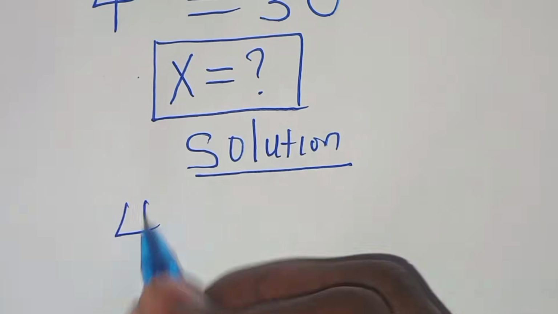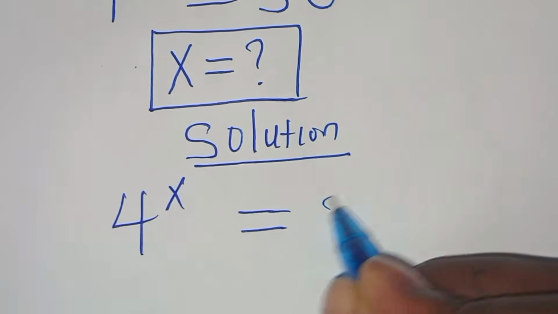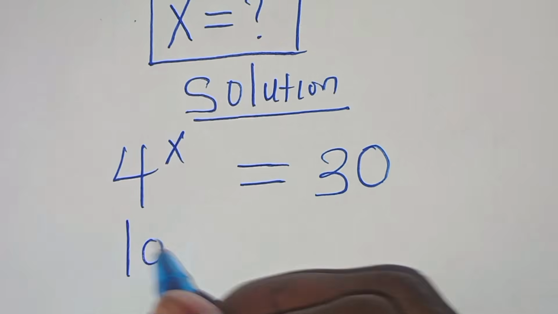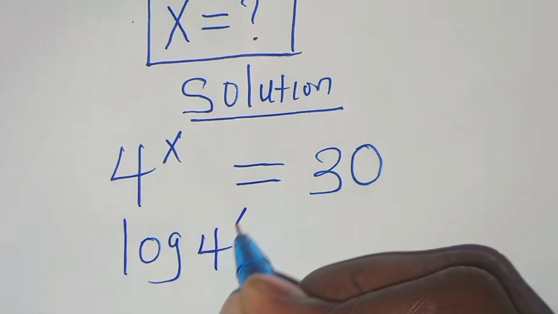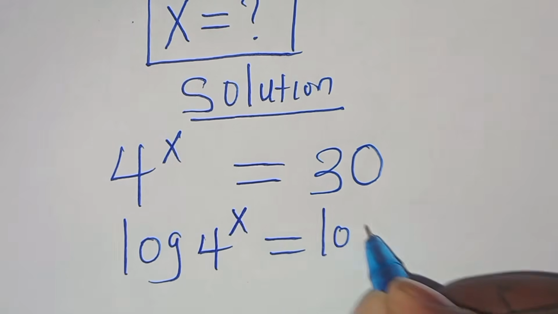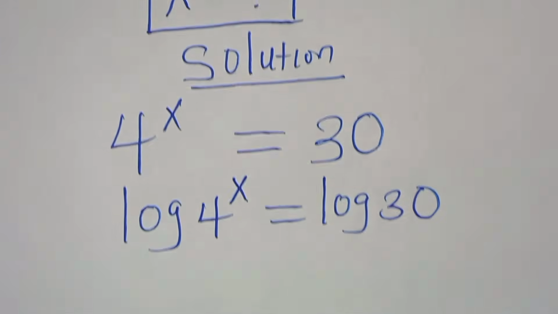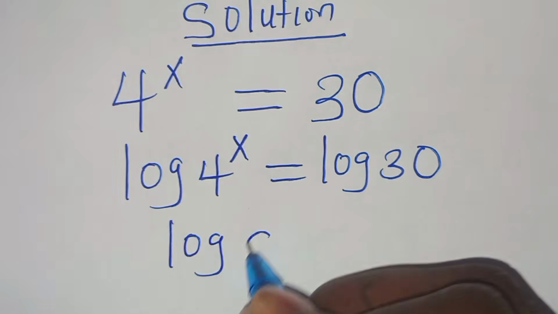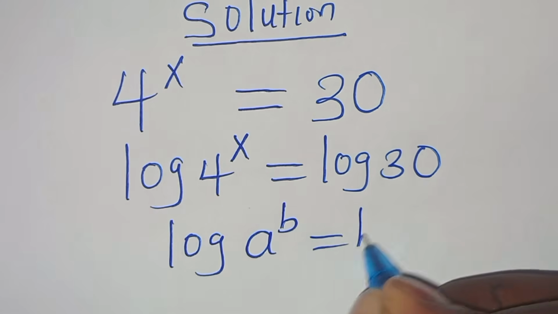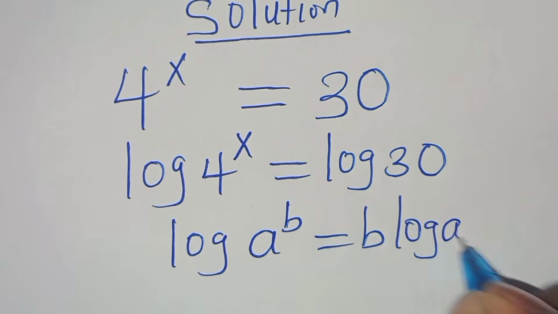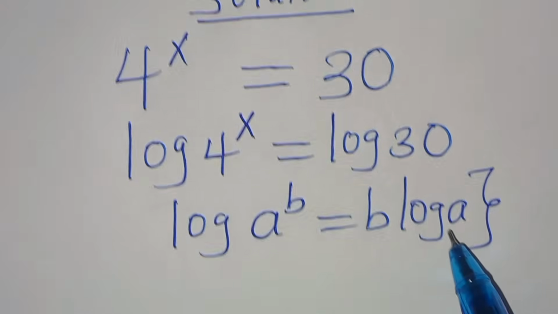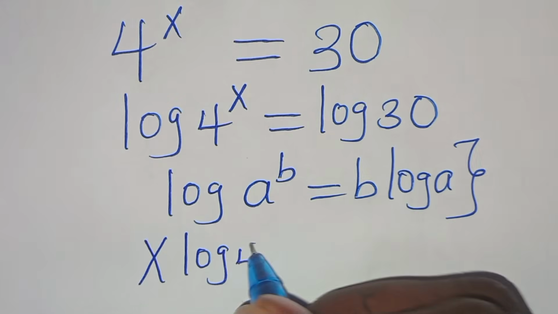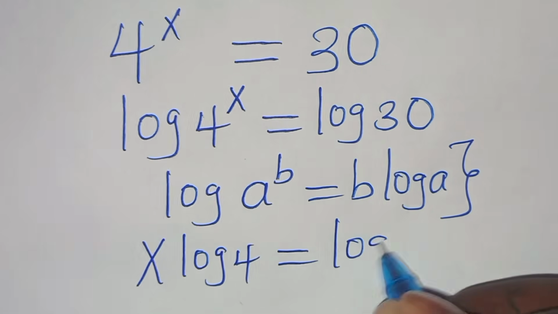So we have 4 to the power of x equal to 30. To solve for the value of x, let's introduce logarithm on both sides. We have log 4 to the power of x equal to log 30. Now log 4 to the power of x is in the form of log a to the power of b, which can be expressed as b log a. Applying this power log property, log 4 to the power of x becomes x log 4, which is equal to log 30.